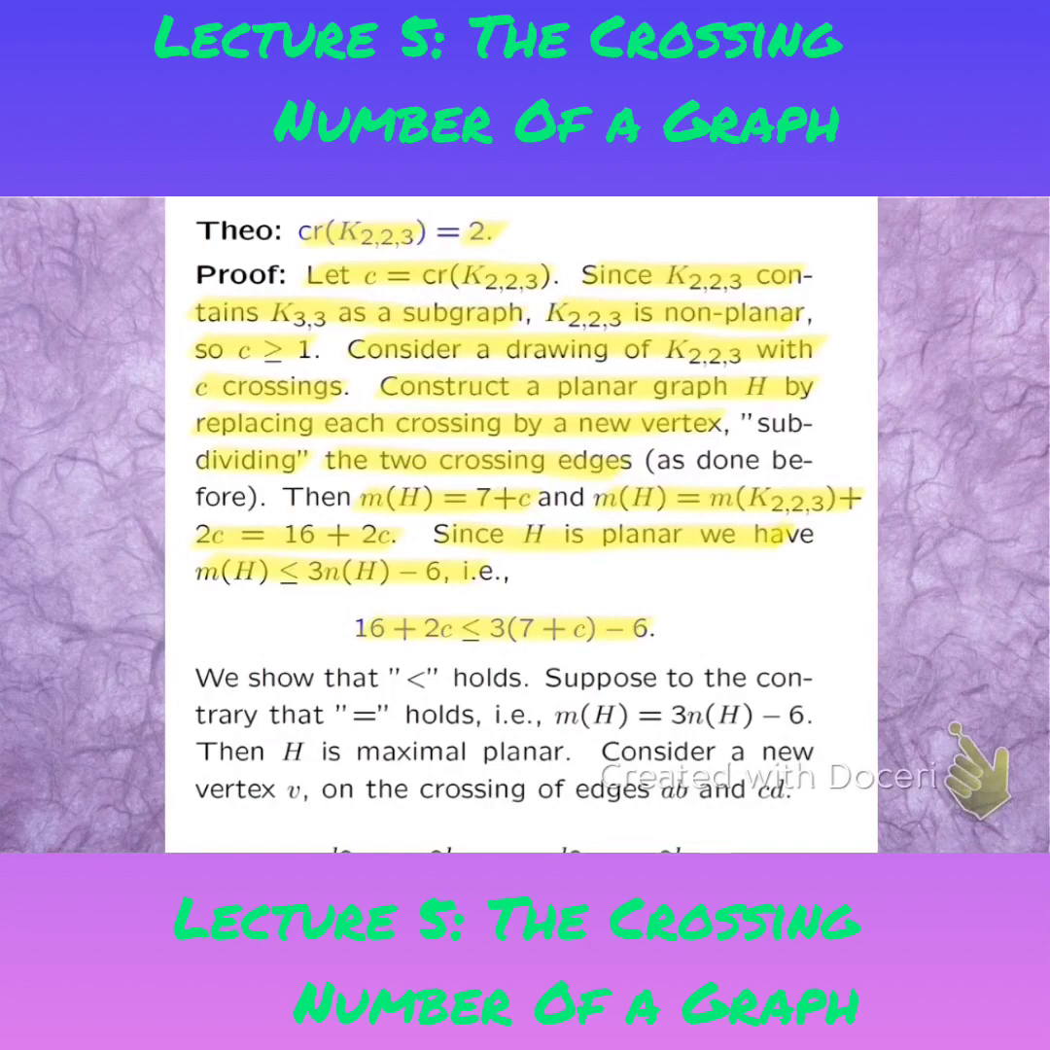Now what we want to prove is that strict inequality holds, because that is going to imply that C is at least 2. So what happens if we have equality? Suppose equality holds. That must mean that the graph must be maximally planar, because we proved that a planar graph is maximally planar if and only if its size is exactly equal to 3n minus 6.